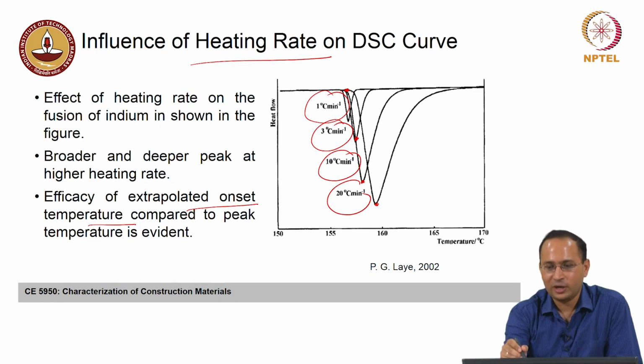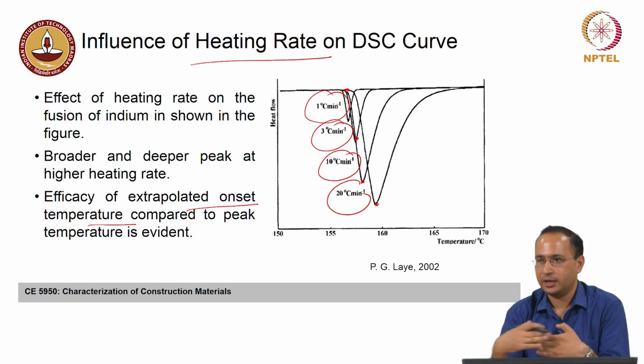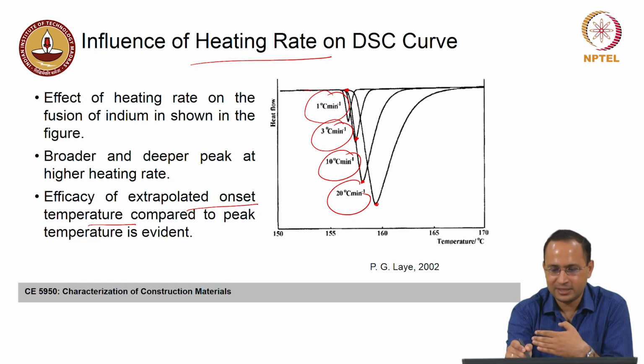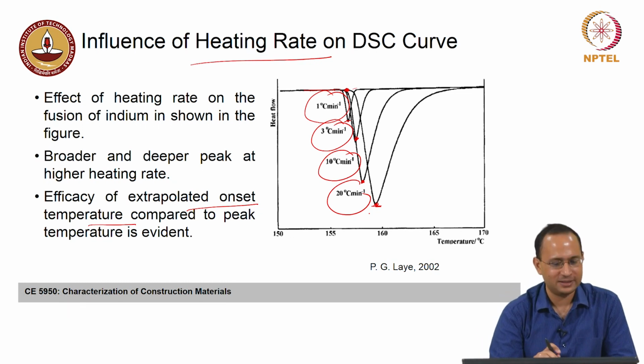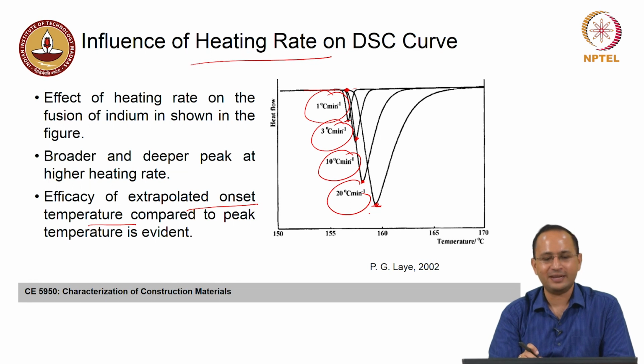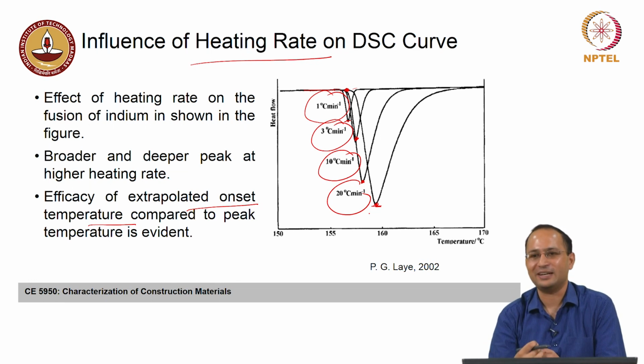See here, extrapolated onset temperature will be somewhere here. Extrapolated means you take a tangent in the initial regime and then you draw a tangent, right. So there is not much change, obviously I am just plotting this like this, but the peak temperature has changed significantly, like this is here, this is here. So there is some usefulness in using extrapolated onset temperature, because it is not as much affected as your peak temperature when you are using different heating rates.